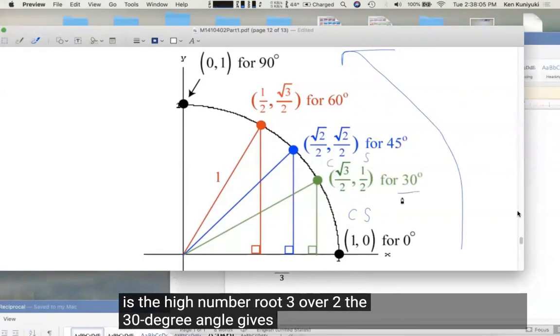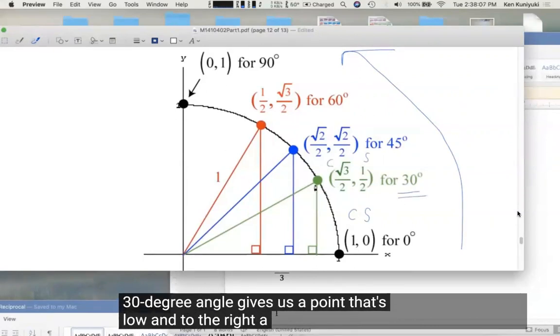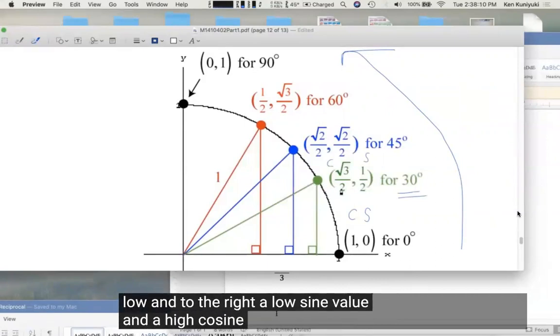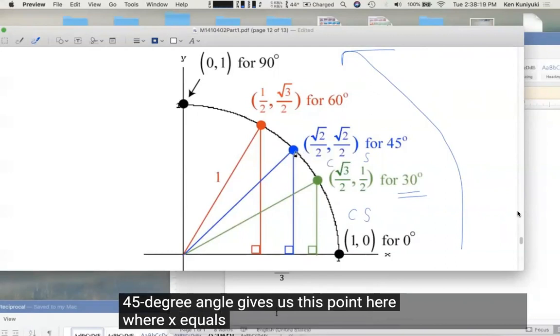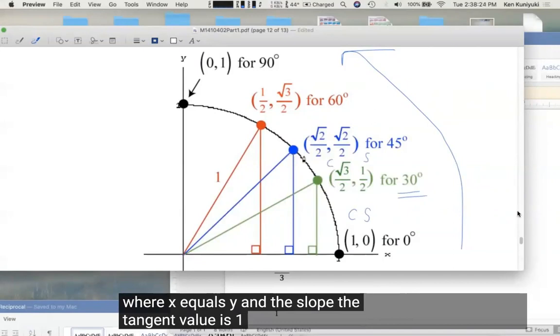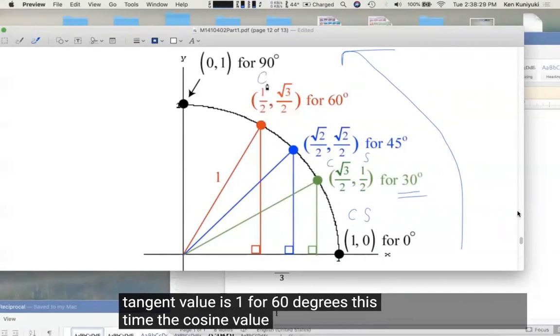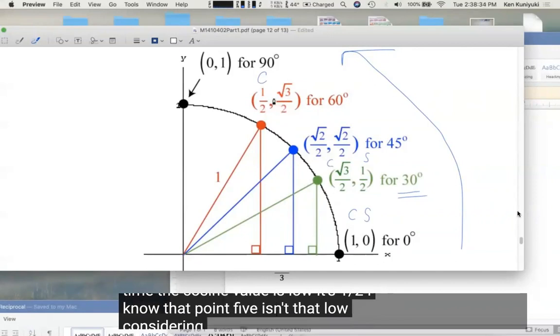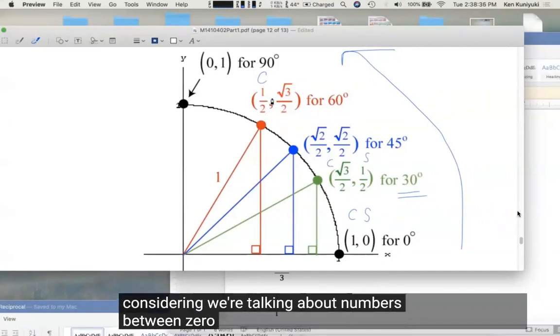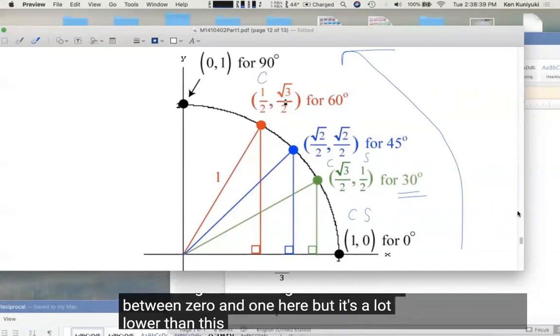The 30-degree angle gives us a point that's low and to the right, a low sine value and a high cosine value. Low y, high x. The 45-degree angle gives us this point here, where x equals y. And the slope, the tangent value, is 1. For 60 degrees, this time the cosine value is low, it's 1/2. I know that 0.5 isn't that low, considering we're talking about numbers between 0 and 1 here, but it's a lot lower than this guy.